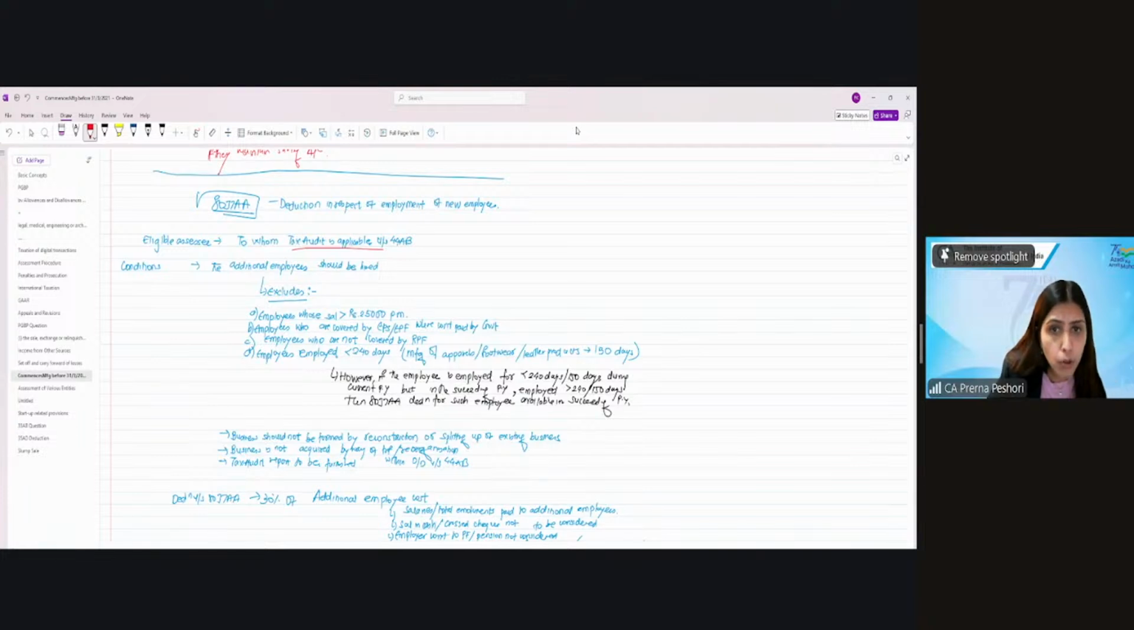Additional employee cost includes all the salaries and emoluments paid to the additional employee. Salary paid in cash or not by cross cheque is not considered. Employee contribution to PF or pension is not considered. Gratuity payments and termination payments are not considered. And this deduction is available for a period of 3 assessment years. Clear? Let us look at one question from the module.